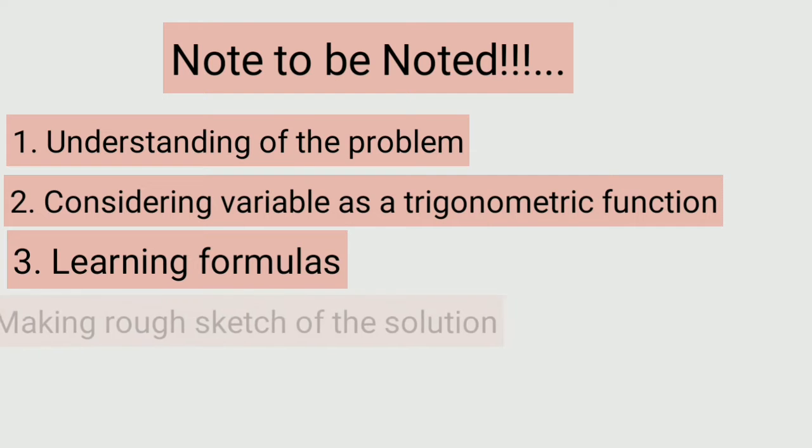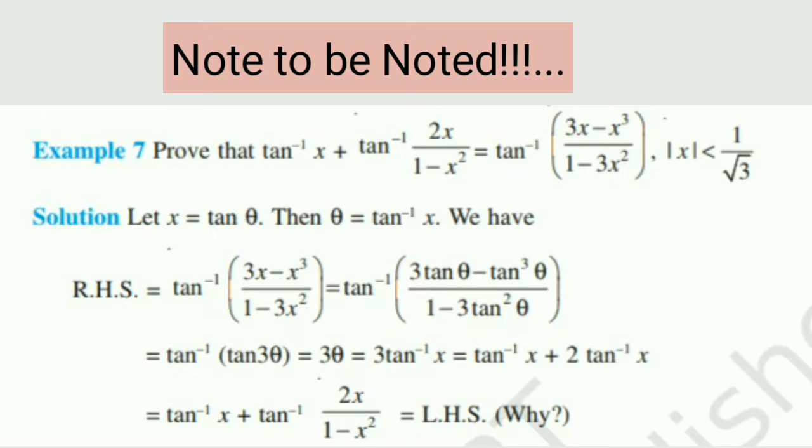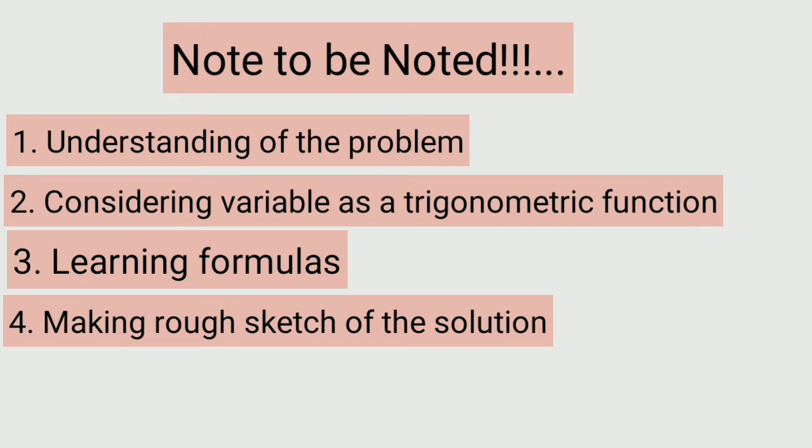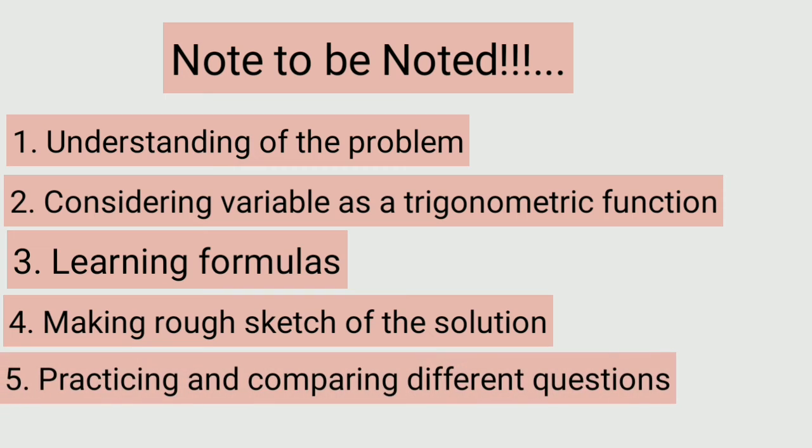So the fourth one is making a rough sketch of the solution, which means you create some solution steps in your mind about what I did, what can I do further and how the last answer step will be. Sometimes you need to follow the trial and error method to solve the question. And finally, the fifth point is practicing and comparing different questions. As you solve more and more questions, you become stronger in these problems, and as you compare, you may become perfect in these problems.